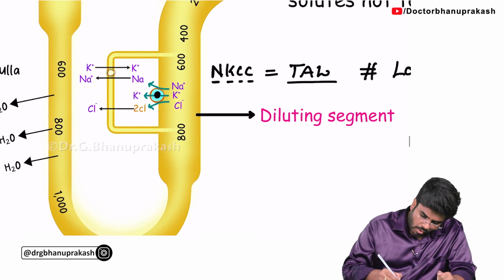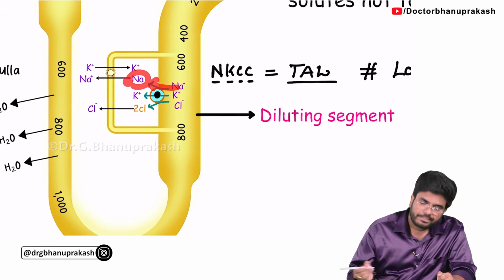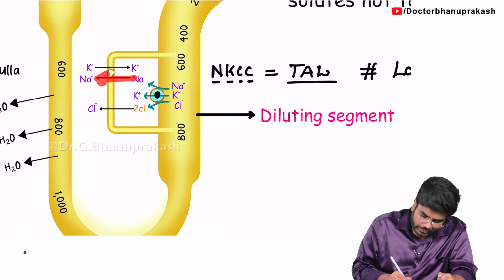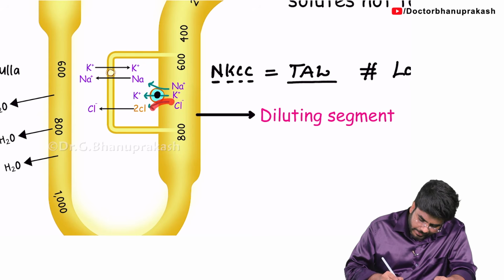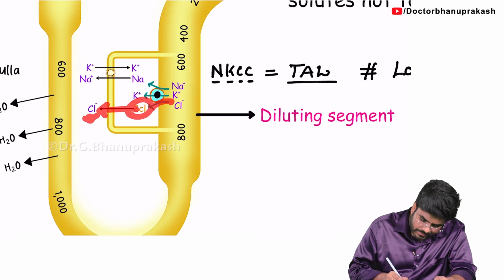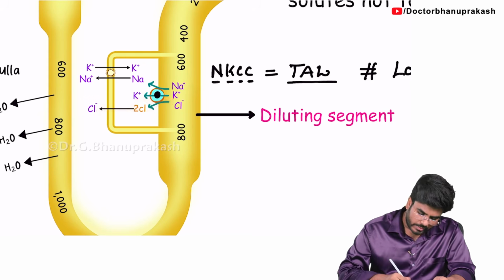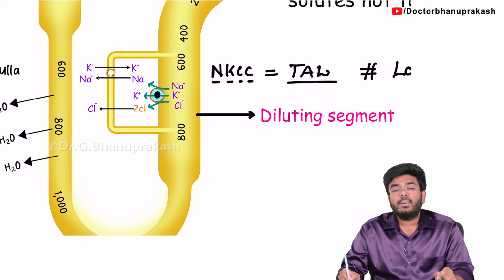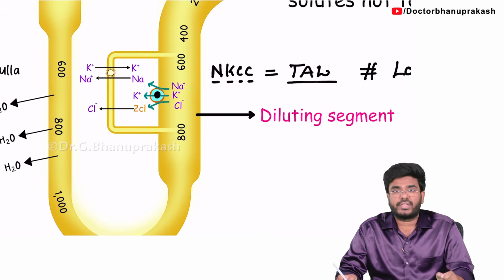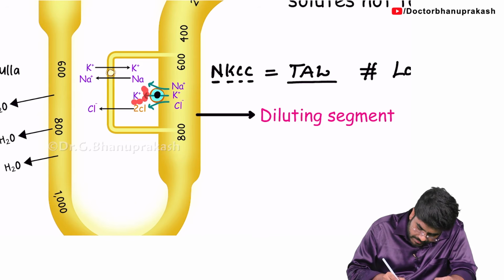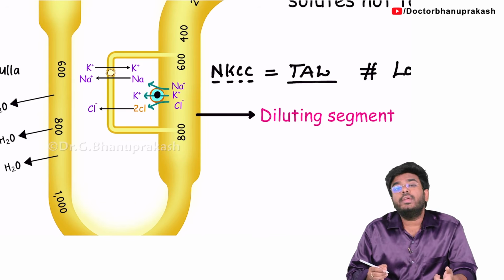Next, what else should you know? Concentrate here. Whatever sodium is coming into the cell, the sodium is going out into the medulla, and whatever chloride is coming into the cell, with the help of some chloride channels, the chloride is also going to the medulla. But what is the problem here? The problem is with the potassium. Whatever potassium is coming into the cell is not going into the medulla.